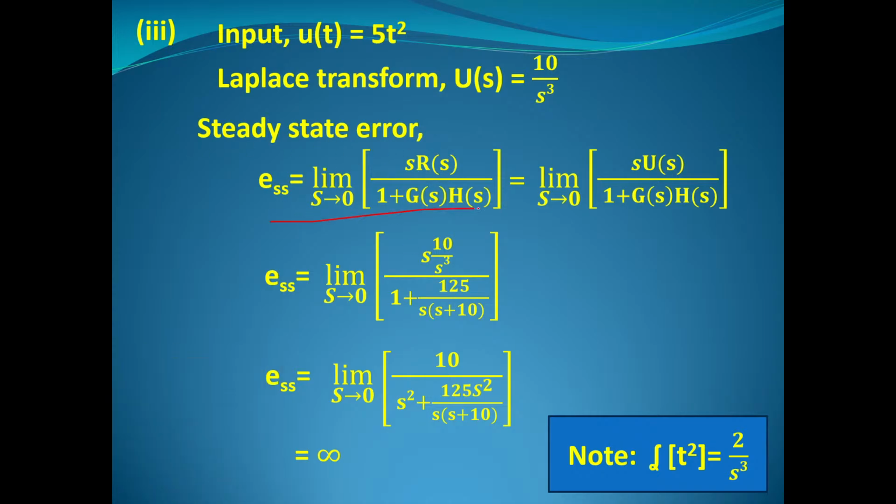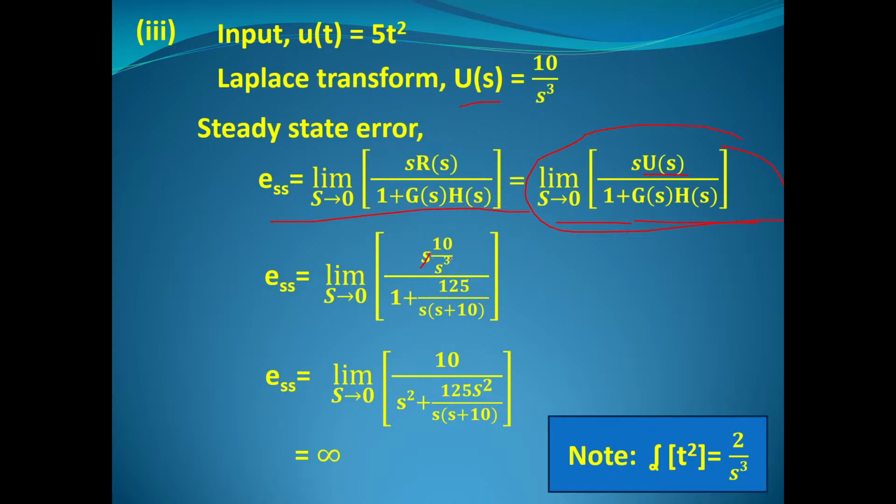So this is it. ESS is equal to limit s tends to 0, s R of s by 1 plus G of s H of s. Here our input is U of s. Instead of R of s, write U of s. So limit s tends to 0, U of s by 1 plus G of s H of s. Now substitute the U of s term in this equation, where G of s H of s is 1. So substitute it and simplify it.